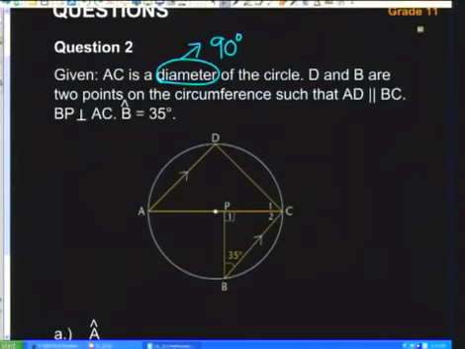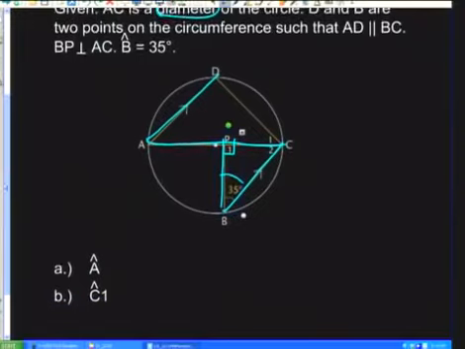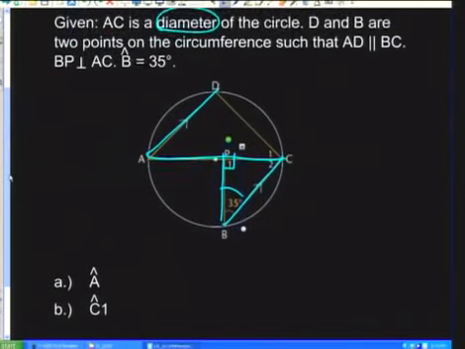with a given diameter, and straight away we can expand on that and say that therefore we have 90 degrees. And we've got this line is parallel to that line. And we've also got that BP is perpendicular to AC. And we've got that B is 35. Okay, what are the questions? We want to find angle A and angle C.